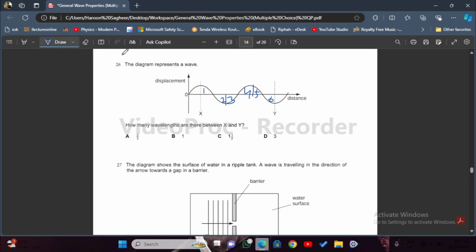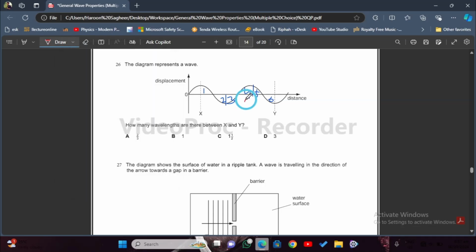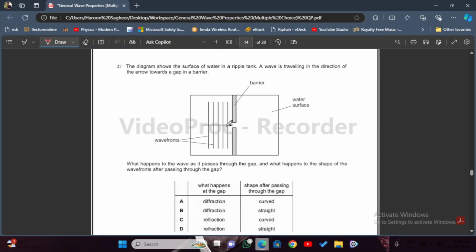So at point 4, we have our first wave. Like this is the first wave, and this is another, you can say, half of a wave. So let's see, 1 and 1.5. So we have one full wave and we have a half wave. So of course, option C is correct.